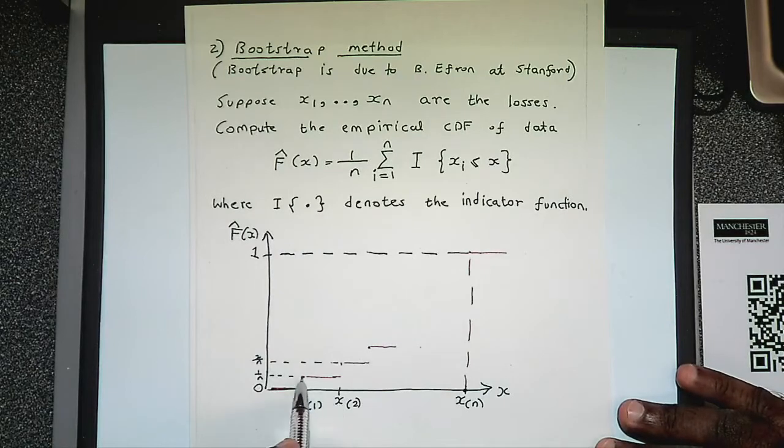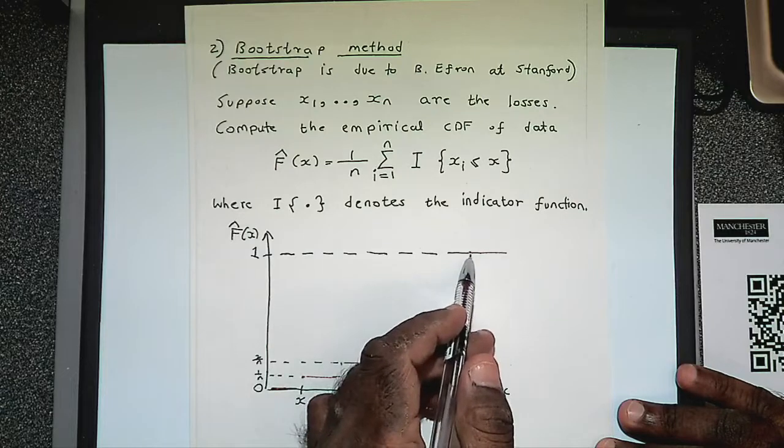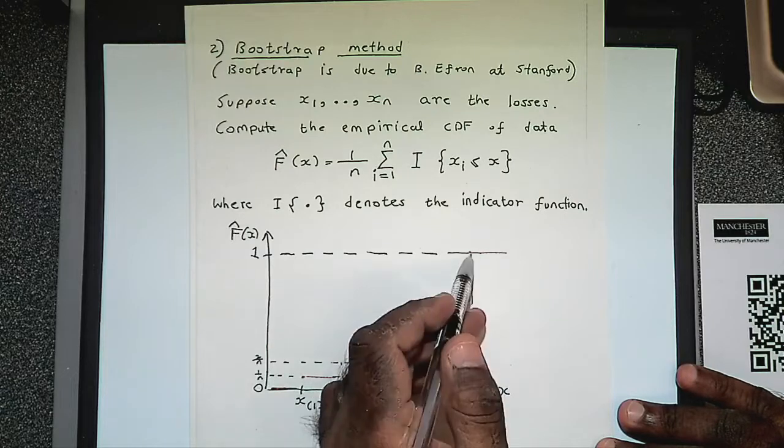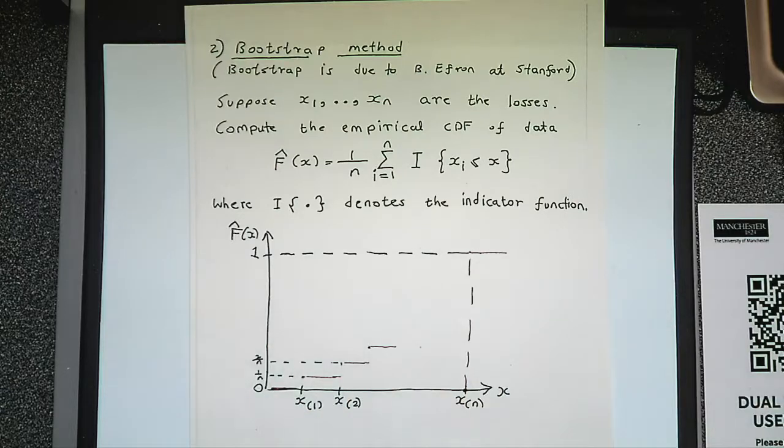It'll stay at this level. When it hits this point, it jumps by 1 over n, and so on until at this point it will go to 1. So it's like a ladder, a staircase. And there are functions in R. I'm sure all of you know R. There are functions in R for computing the empirical CDF. So this is known as the empirical CDF of the data.